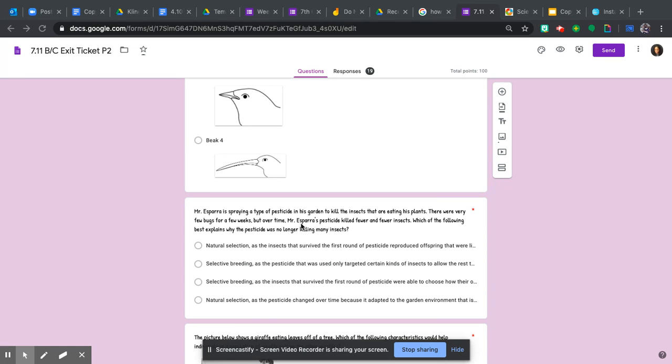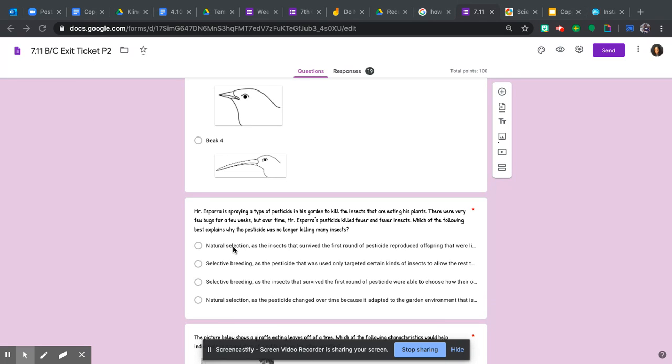They didn't kill as many insects as they did before, which means that those insects built up some kind of resistance or some kind of tolerance to the pesticide. So one thing you needed to do was first figure out if it was natural selection or selective breeding. That way you can narrow your decision down to at least 50%, right?